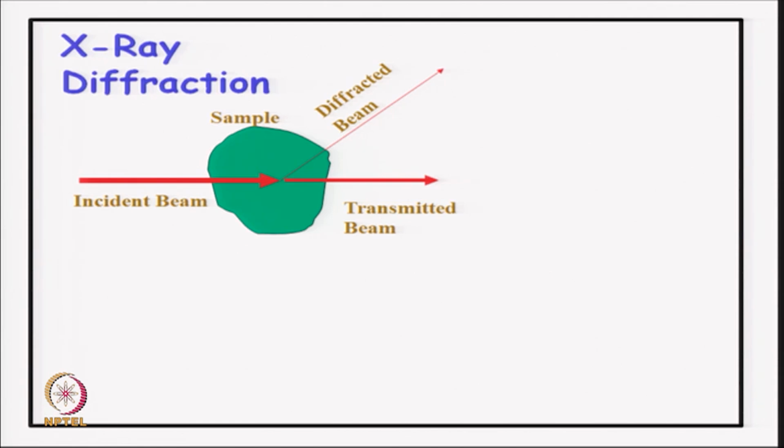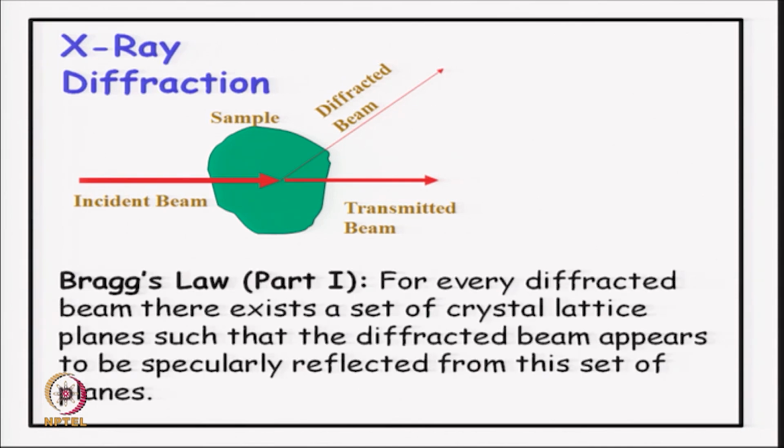Bragg simplified this analysis of crystal structure by a very important observation. What he saw is what I have written as Bragg's law part 1, because this is something sometimes not paid attention to. So, this is the first part of Bragg's law: for every diffracted beam there exists a set of crystal lattice planes such that the diffracted beam appears to be specularly reflected. Specularly reflected means reflected like a mirror.